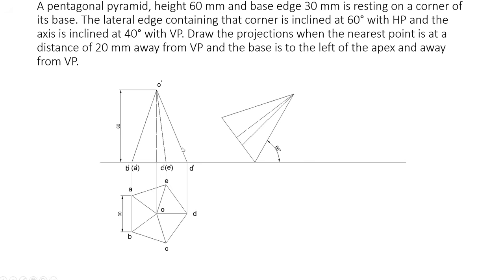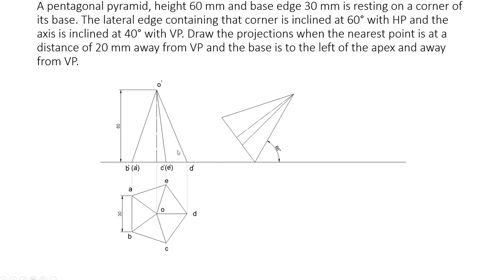Now it is given that the object is resting on this corner with this slant edge inclined 60 degrees. The lateral edge containing that corner is inclined 60 degrees. So this is lateral edge. So this line is inclined at 60 degrees. So you want to turn this edge like this. So for that, first you mark a point here, and at 60 degrees you draw a line of this much length, O dash D dash length. This O dash D dash length you mark here from a point at 60 degrees.